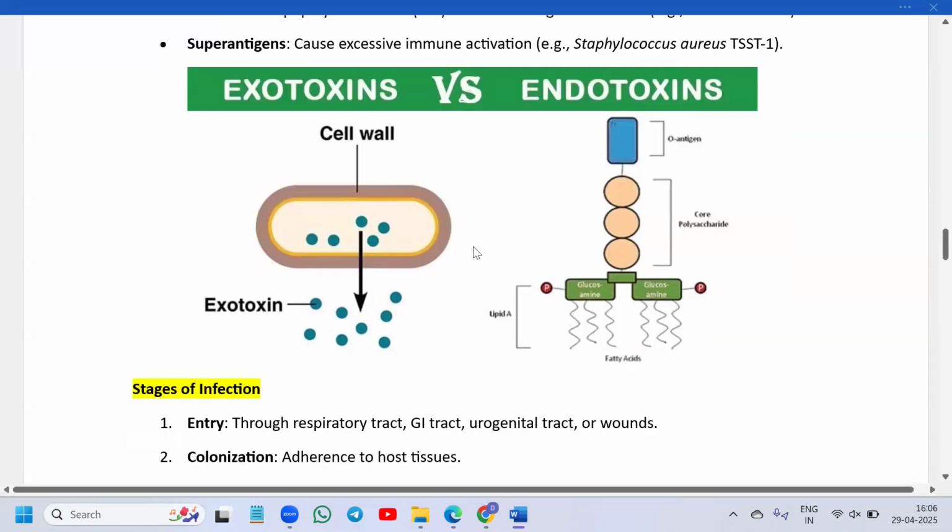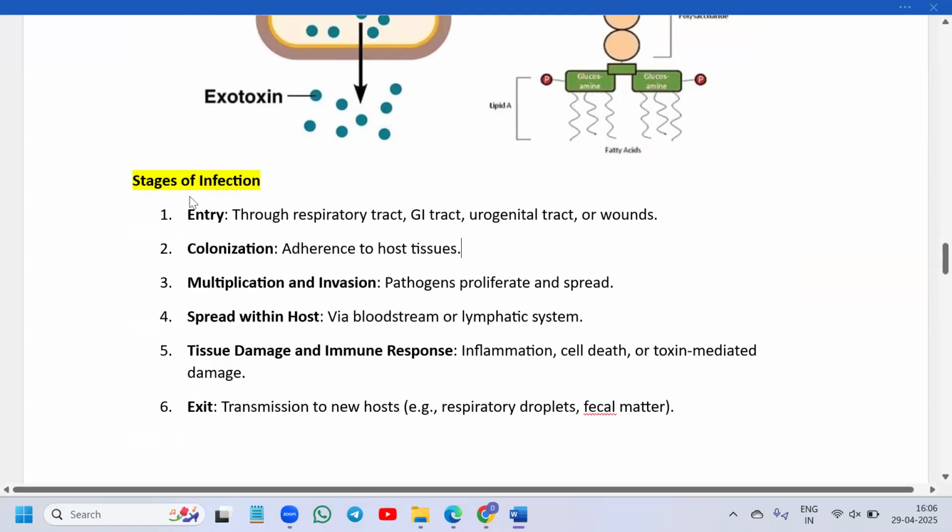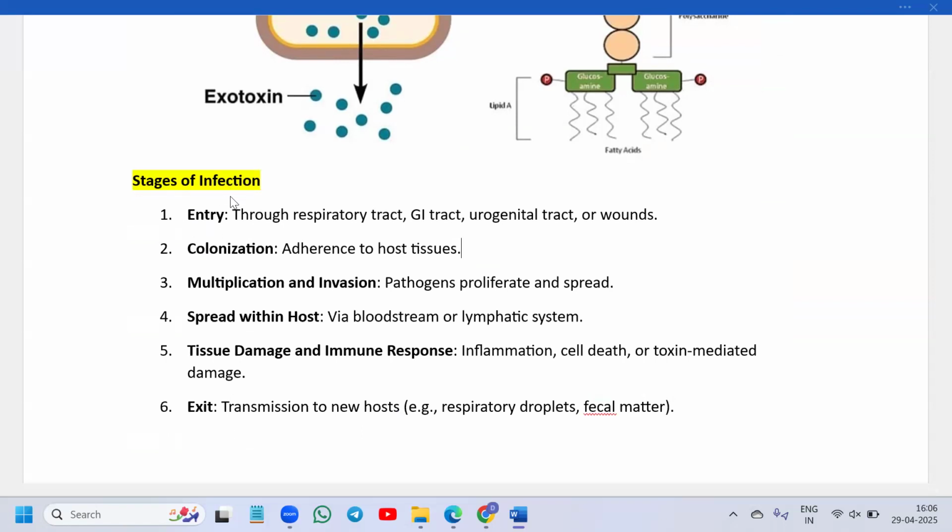So that is what a super antigen is. So next is stages of infection. First, what happens? It will enter. Bacteria or virus or anything will enter your body through any tract, like respiratory tract, gastrointestinal tract, or urogenital tract, or through any wounds. That first step is entry. After it enters, colonization. It gets adhered to your host cells. That is what colonization is.